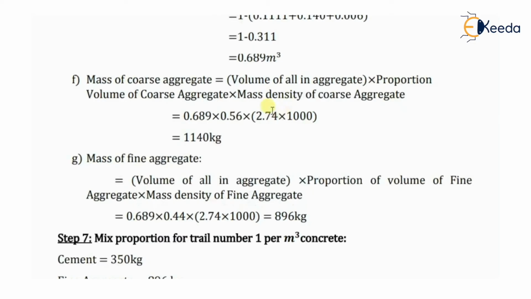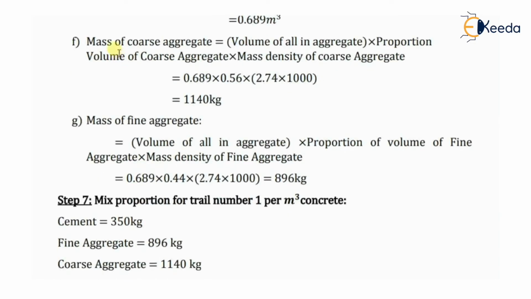So let's calculate the mass of coarse aggregate first. Mass of coarse aggregate can be calculated by the formula: volume of all-in aggregate multiplied by proportion of volume of coarse aggregate into mass density of coarse aggregate. So it comes as 0.689, 0.56 which we have calculated in the above steps, and the mass density of coarse aggregate is nothing but 2.74 into 1000, that is given in the numerical. So it comes as 1140 kg.